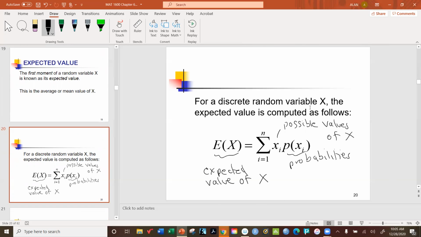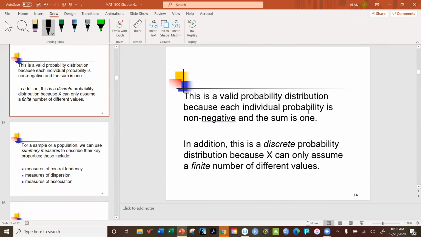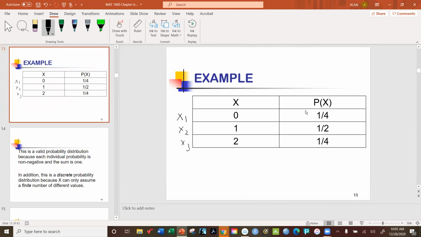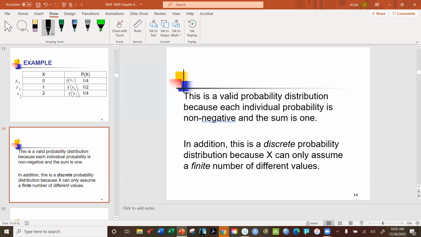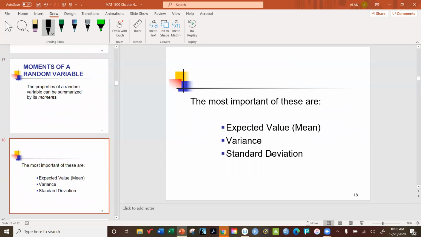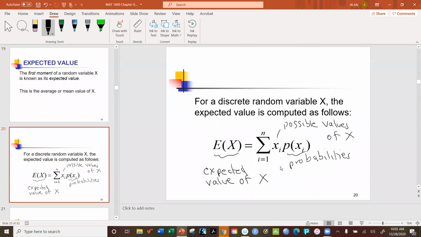And so I could go back to this chart again and call this one, let's say, PX1, PX2, and PX3. And so that's all it means, okay? For each possible value of X, you've got a probability, of course you do. So what we're basically just going to do is multiply them all together and add them up. Okay, it's quite straightforward.